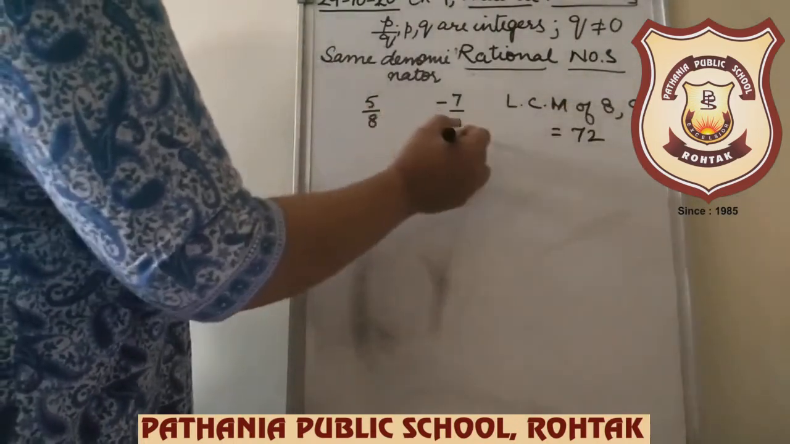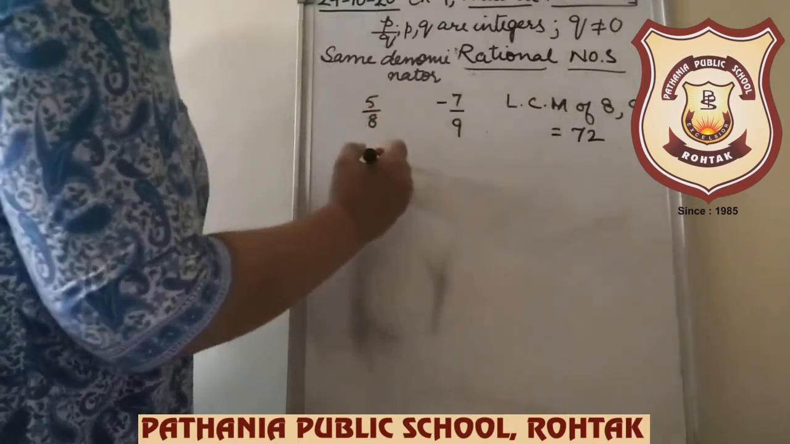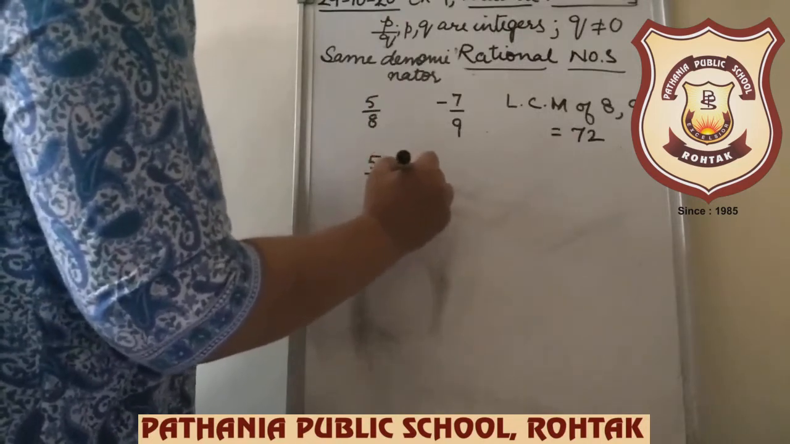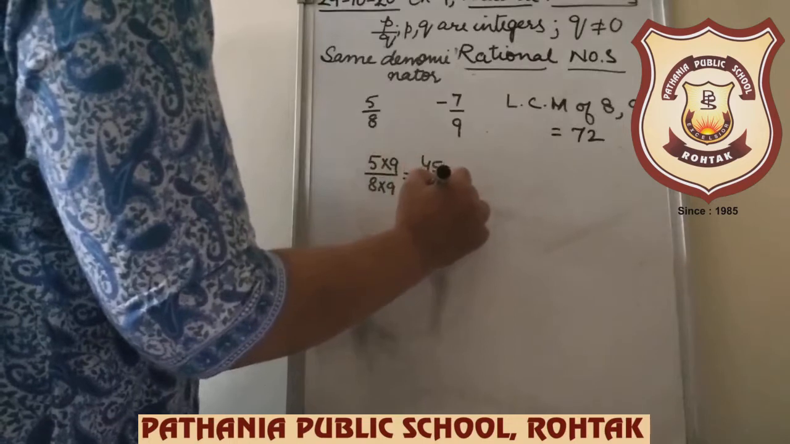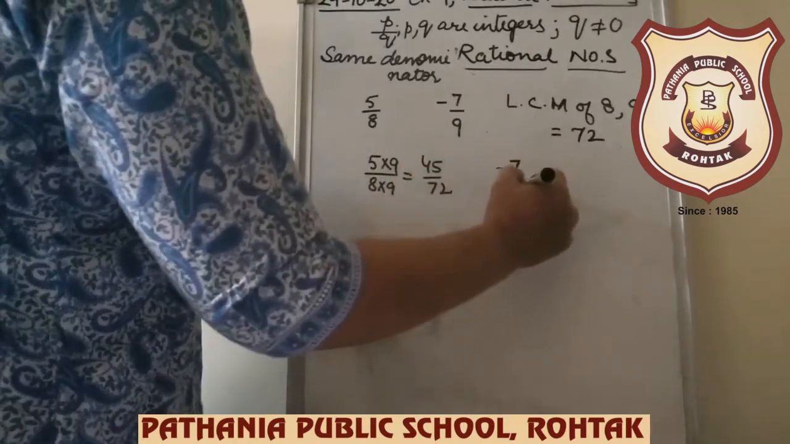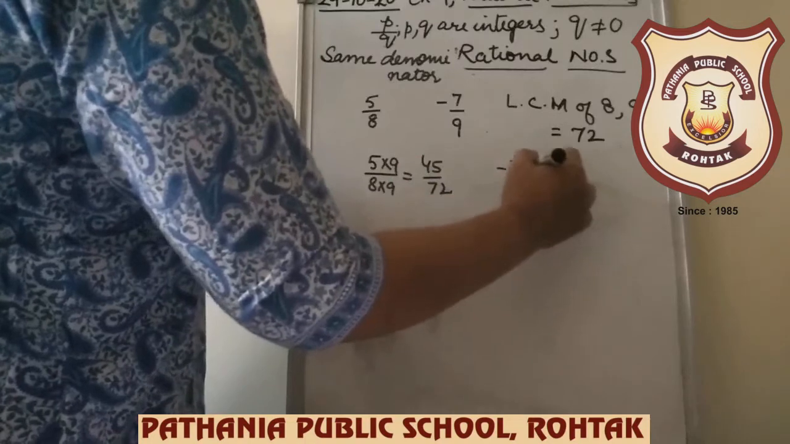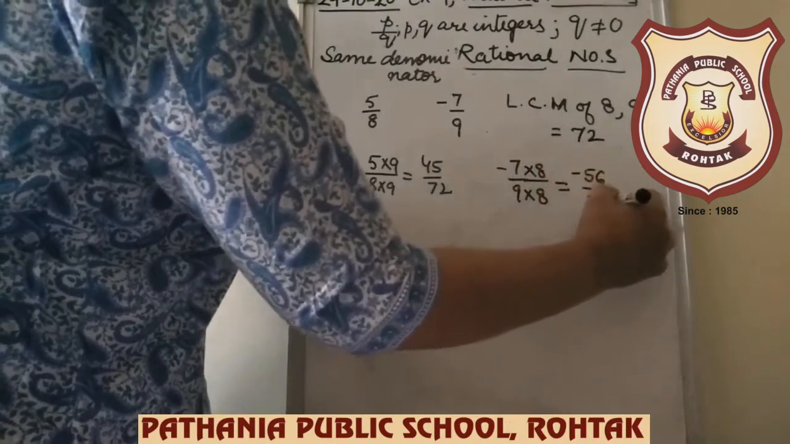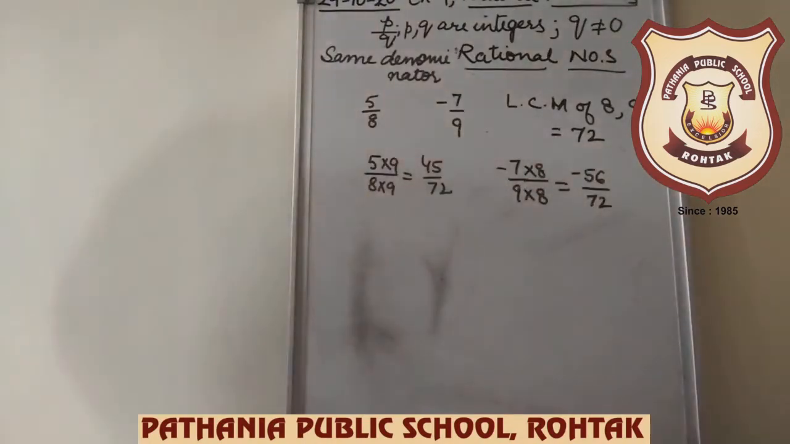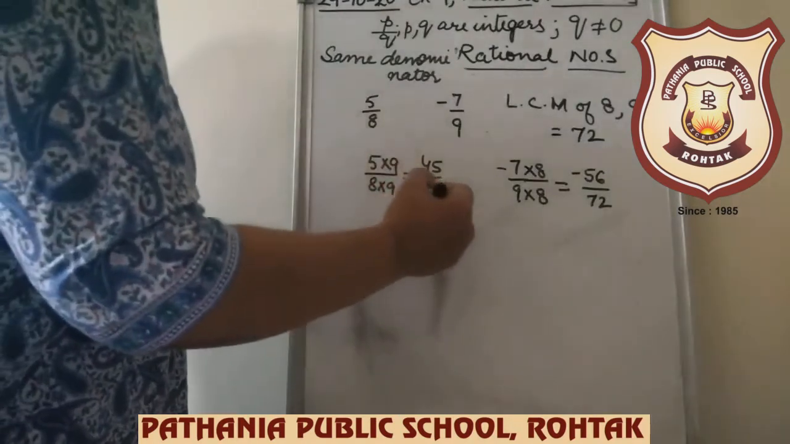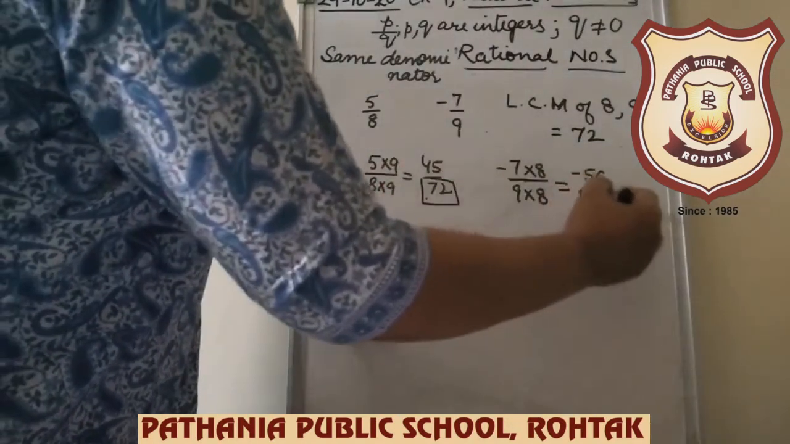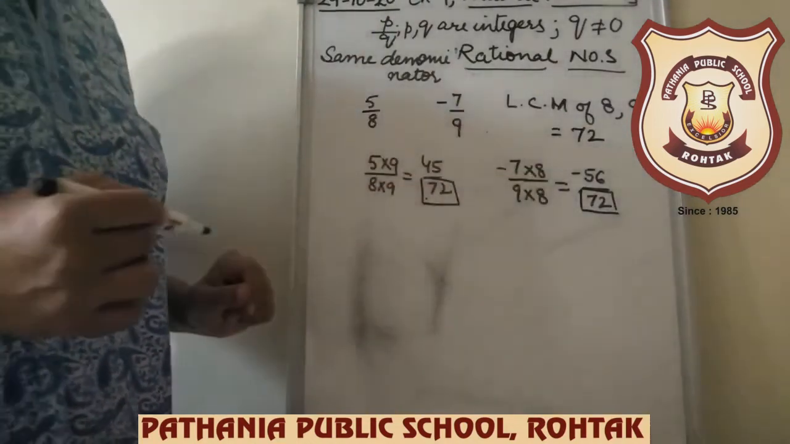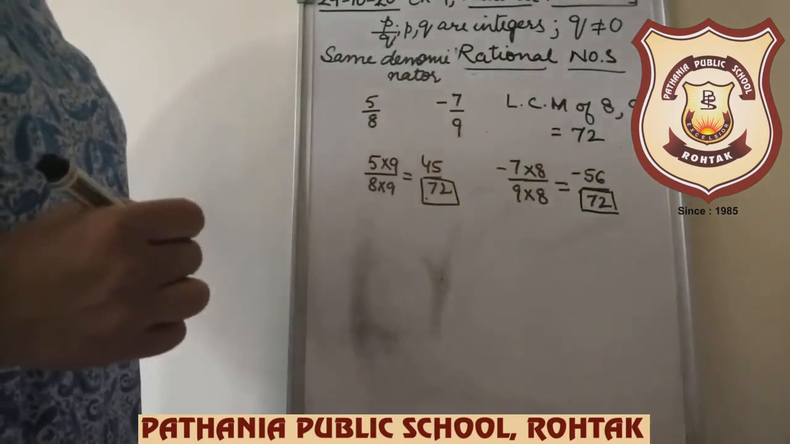So now as you have to make the denominator same of both these rational numbers, I will multiply this with 9. So it becomes 45 upon 72, and minus 7 upon 9, I will multiply this with 8. So this will become minus 56 upon 72. Okay. Now see here, both the denominators are same. So in this manner you are going to write the rational numbers with same denominator. Clear?